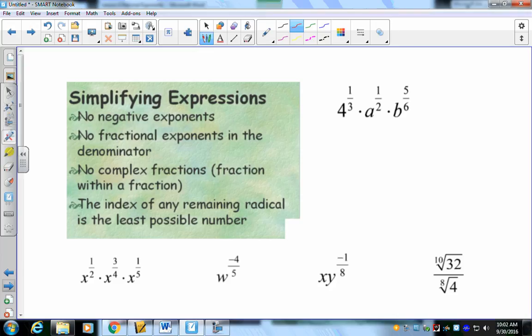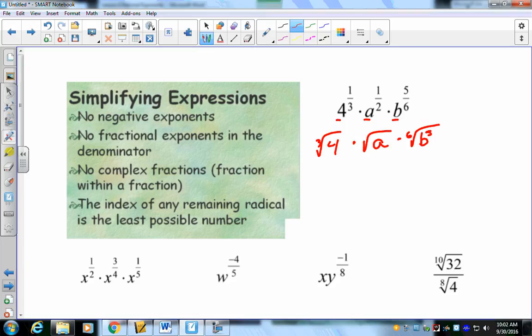All right, so looking at this first one right here, I need to write this in simplest radical form. Well, I notice none of my bases are the same. I have a 4, an A, and a B. So simplest radical form, I want to combine them and write them as one radical. Right now, the way that's written is I have the cube root of 4 times the square root of A times the 6th root of B to the 5th.